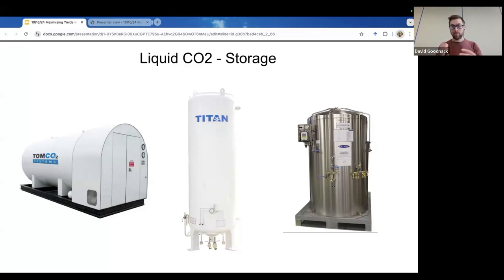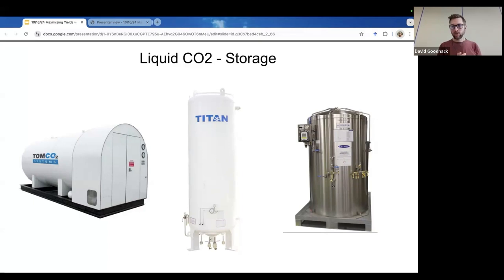So make sure if someone's providing you CO2, you ask, what type of tank are you providing? Does it have a refrigeration unit? Does it require electricity? These are hidden costs that you don't know about initially. The tank in the center, this is a new style vacuum jacketed receiver.